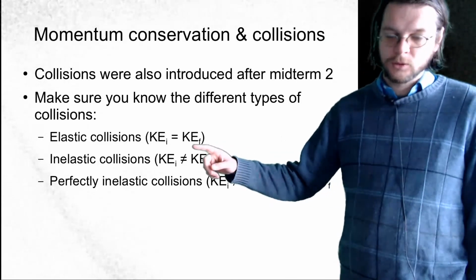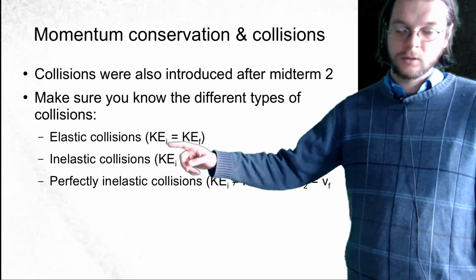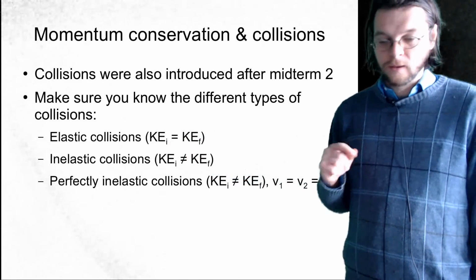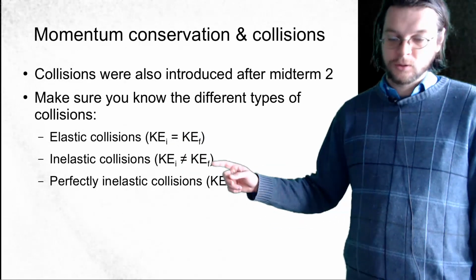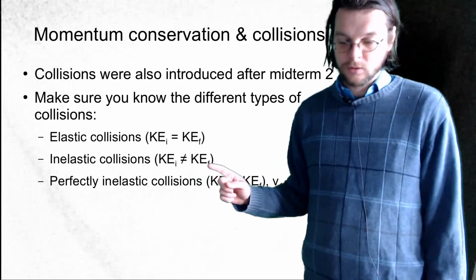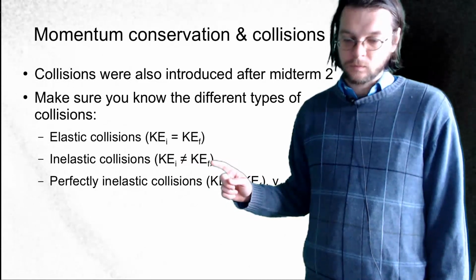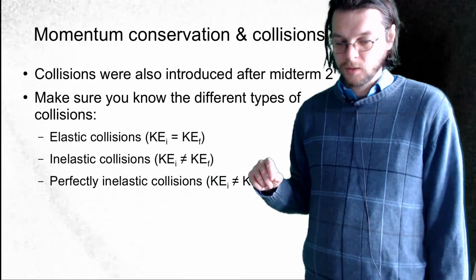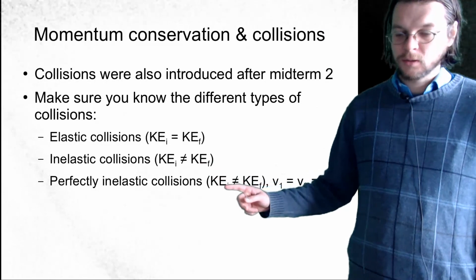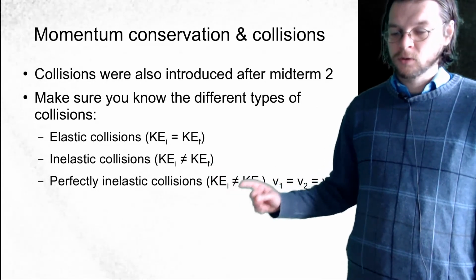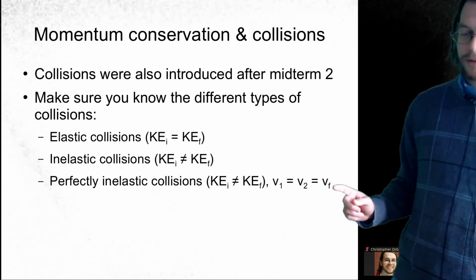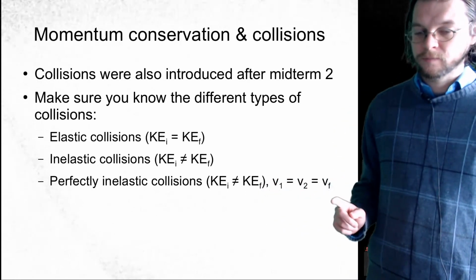There's elastic collisions, in which the total initial kinetic energies add up to the total final kinetic energies. There's inelastic collisions, in which they do not. The total initial kinetic energies are more than the final kinetic energies, but they don't stick to each other in inelastic collisions. With perfectly inelastic collisions, similar to inelastic, the initial total kinetic energies are more than the final total kinetic energies if you add them all up, and they stick together, which means that the final velocities are all the same.